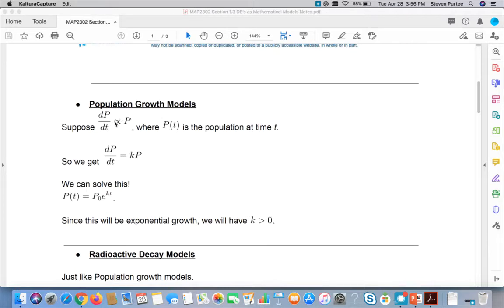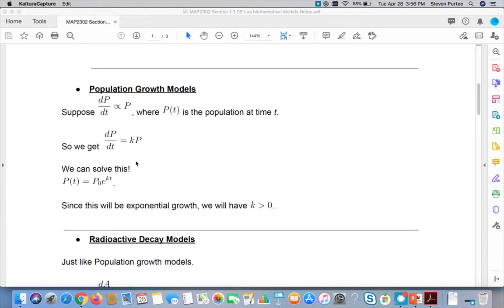So instead of saying proportional to, let's come up with this constant of proportionality here, k. So our derivative is just k times the original function, where p is the population at time t. So we're looking for some function here. We can actually solve this one.